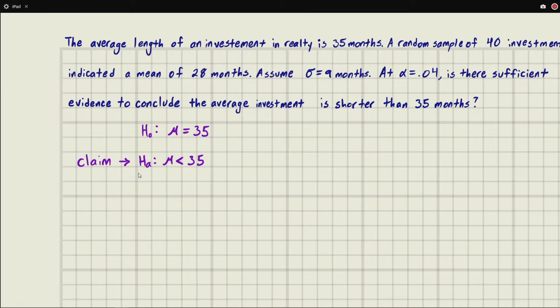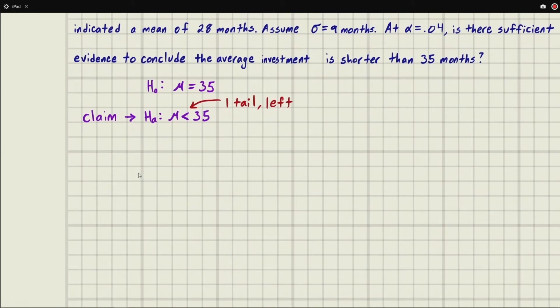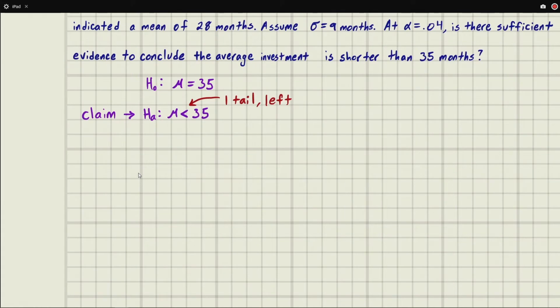Also, while we're here, we can look at this sign and we can tell that it's a one-tail test. One tail, and it's less than, so it's left-tailed. So the sign, or the inequality, I should say, tells us that.